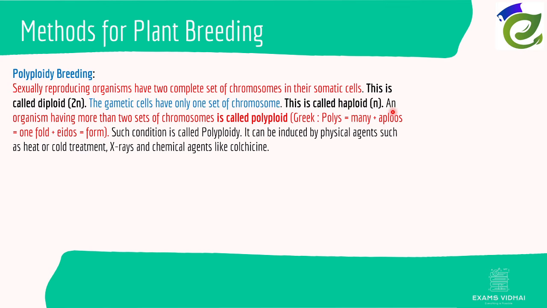An organism having more than two sets of chromosomes is called polyploid. We human beings are diploid because we have only two sets of chromosomes. Polyploidy can be induced by physical agents such as heat or cold or x-rays, and by chemical agents.